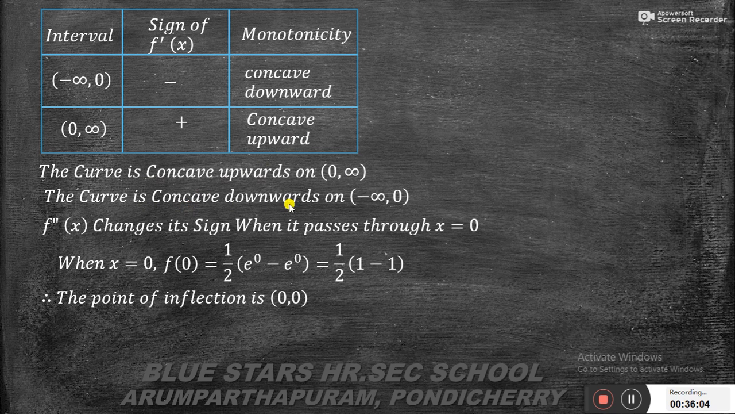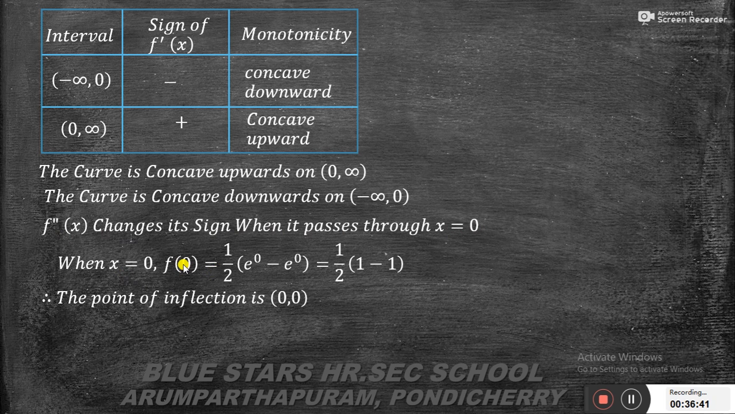The curve is concave downward on minus infinity comma 0. Therefore f double dash of x changes its sign when it passes through x equal to 0. You see why I write this: the sign alternates, minus then plus. The sign changes at the point x equal to 0. So from this table I write that f double dash of x changes its sign when it passes through x equal to 0.